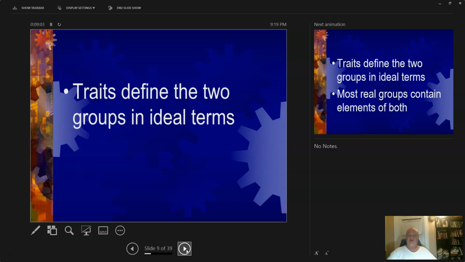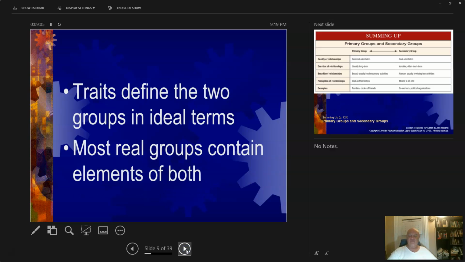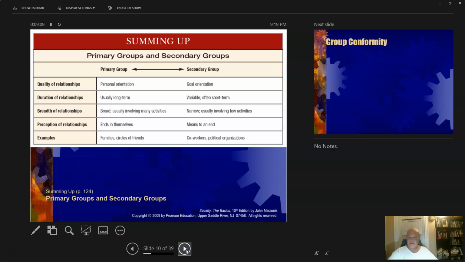But the traits define the groups in ideal terms. Most real groups contain elements of both. Here's a little chart that explains orientation of personal versus goal, long-term versus short-term, breadth of relationships, broad versus narrow, perception of relationships, ends in themselves. And families or co-workers or political organizations or classmates.